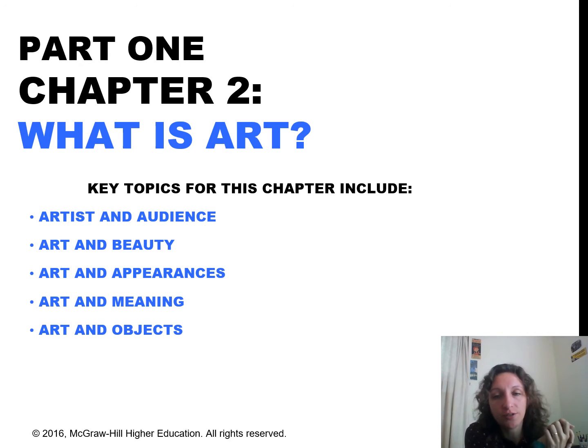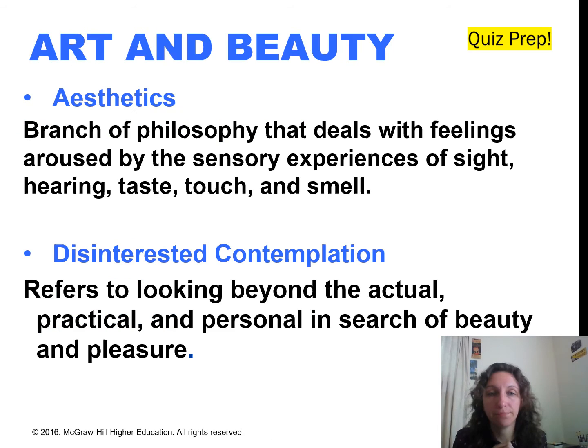Hello, art appreciators. Welcome to the Chapter 2 study guide, which is What is Art? So we're going to talk a lot about art and beauty, appearances, meaning, and objects, and a little bit about artist and audience and how there's a relationship between those two. Let's jump right in.